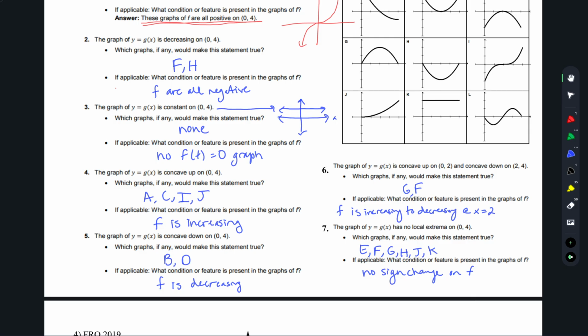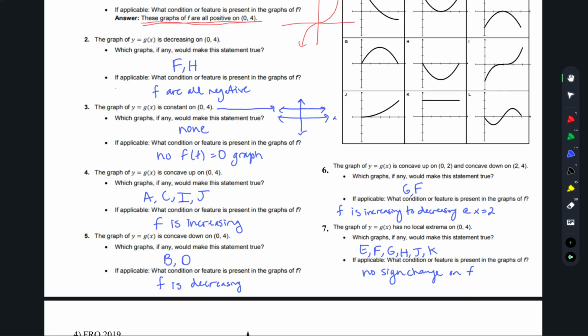Come on. All right, so a lot of you got F and H. That's not the issue. The reason 3 is none, for G to be a constant graph, it doesn't mean it's constantly increasing. I think a lot of you are thinking like a line, like a constant slope. So constant slope means it's constantly increasing in a way to think about it. So a constant graph just means it's a horizontal line. So the reason there's none is there's no f of t equals 0 graph. So if you took a derivative of this, you would just get 0.